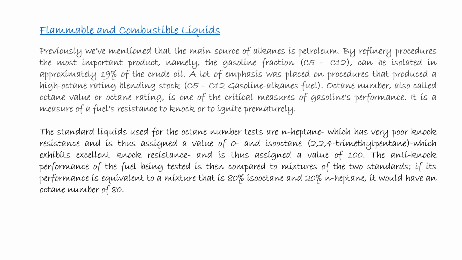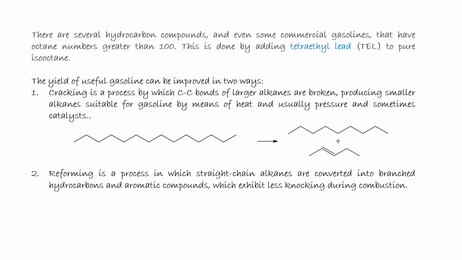If its performance is equivalent to a mixture that is 80% isooctane and 20% n-heptane, it would have an octane number of 80. There are several hydrocarbon compounds and even some commercial gasolines that have octane numbers greater than 100. This is done by adding tetraethyl lead to pure isooctane. The yield of useful gasoline can be improved in 2 ways.